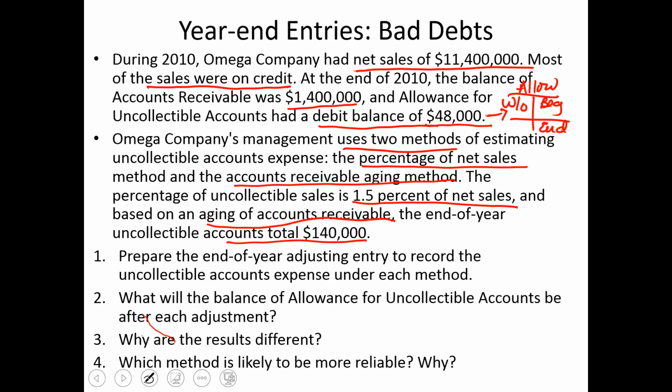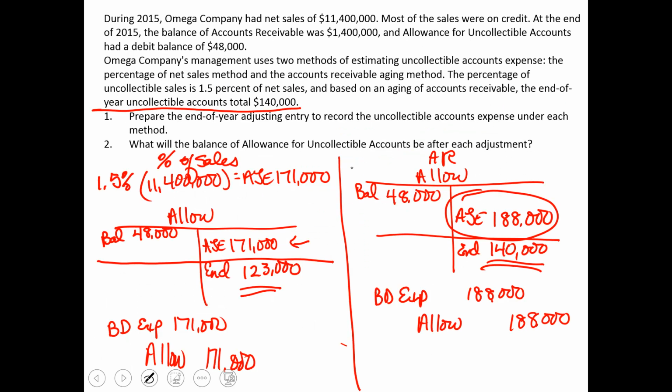So here's a problem where we're going to compare and contrast the two methods. One, the percentage of sales method. They're going to use net sales, which is based on 1.5% of net sales. And then we're also going to do an aging where we compute that the ending balance we want in the allowance account is 140,000. So let's draw a line down the middle.